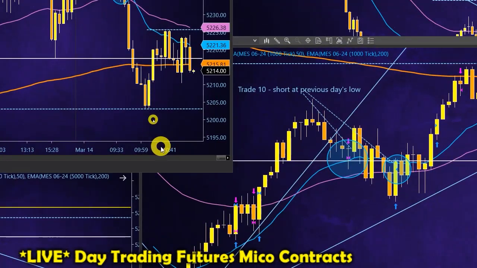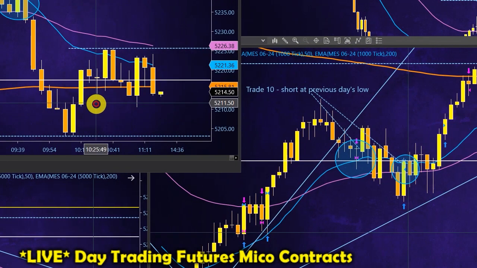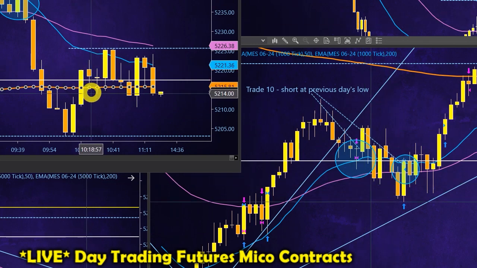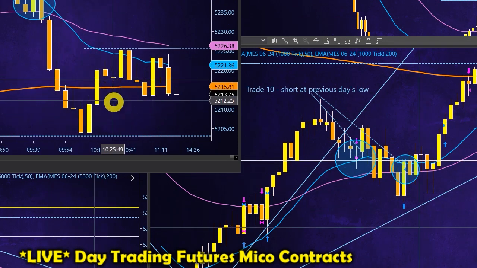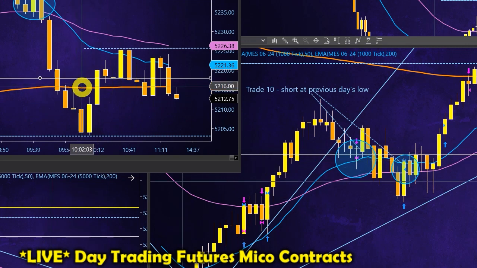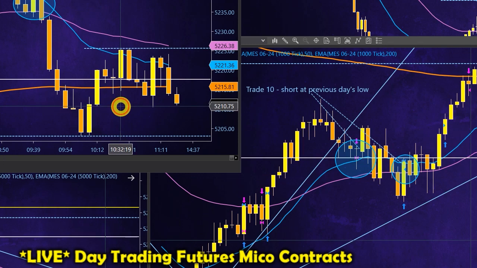You can see these pin tails as they go down below the 200 moving average. It dips below, it comes right back up 2 times. Dips below, goes up. This is right at the area of the previous day's low. So this area is where the 200 moving average is and where the previous day's low is. A very tricky spot. I did try to short right there.